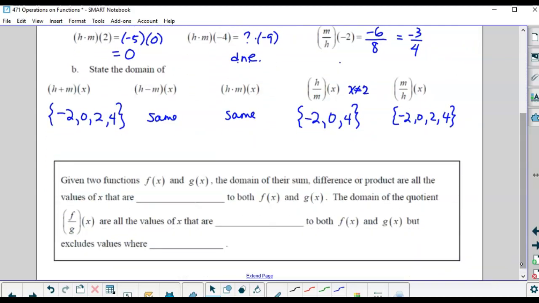Okay. So given two functions, f of x and g of x, the domain of their sum, difference, or product are all the values of x that are common to both f and g. The domain of the quotient are all the values of x that are common to f and g, but excludes values where g of x equals 0. The non-permissible values.